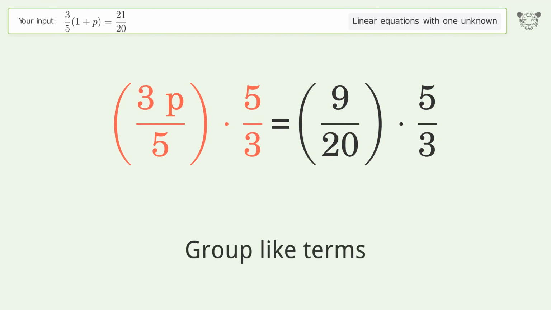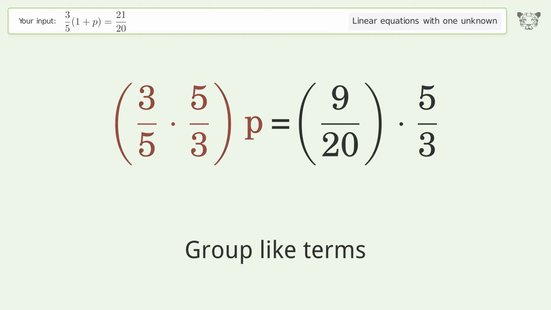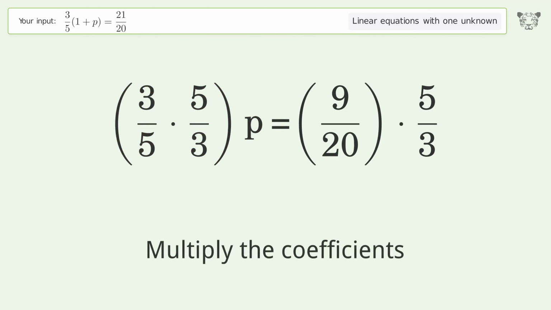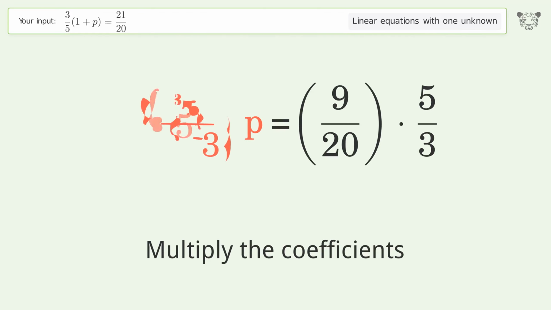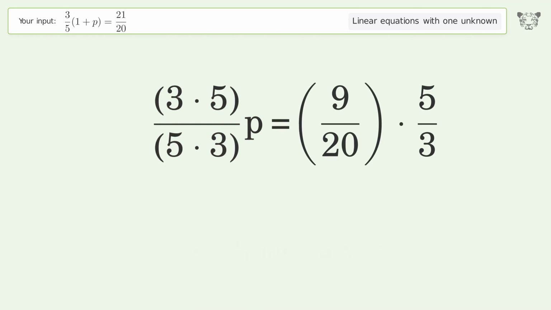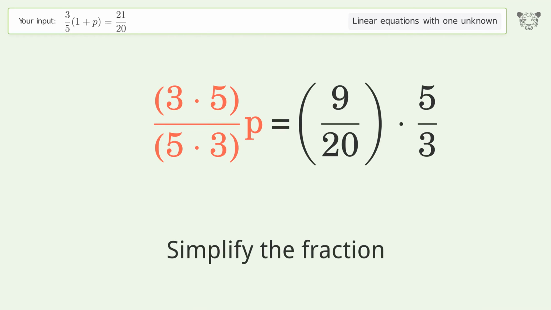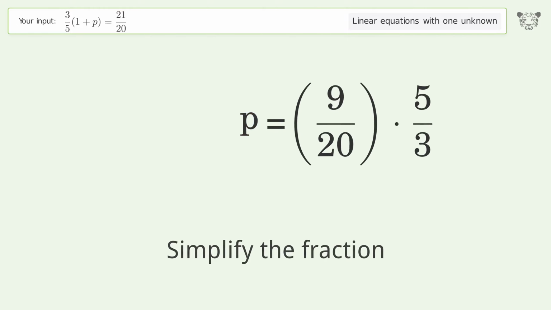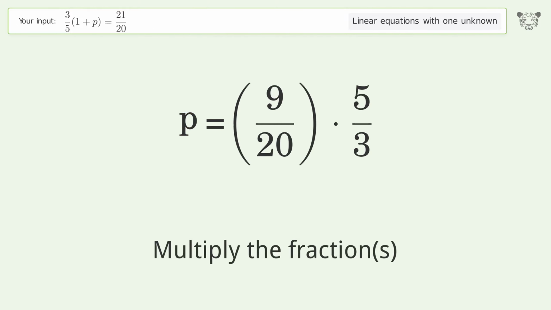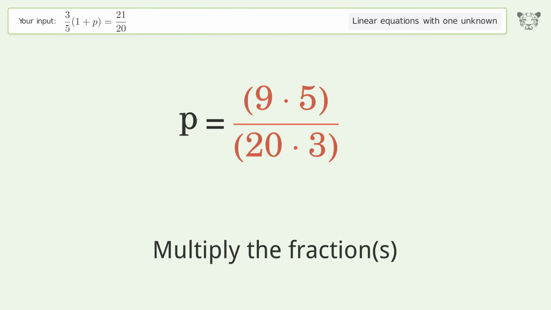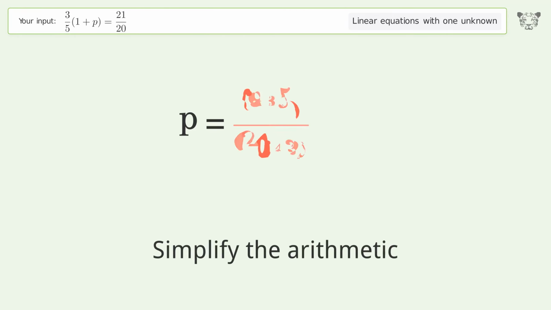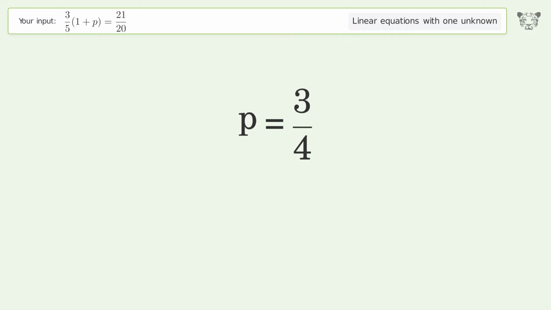Group like terms. Multiply the coefficients. Simplify the fraction. Multiply the fractions. Simplify the arithmetic. And so the final result is p equals 3/4.